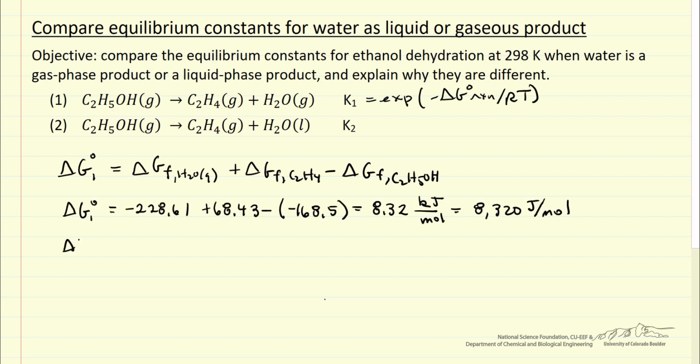Now delta G for the second reaction, the only difference is this first term is minus 237.21 for a liquid, and then the other terms are the same. So let me pause and calculate them.